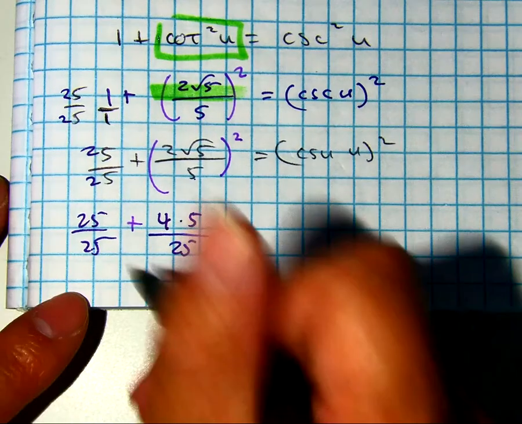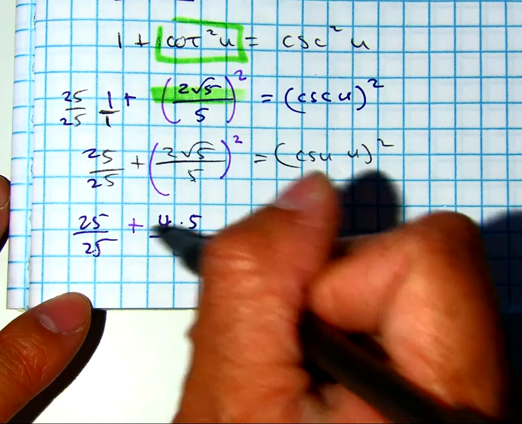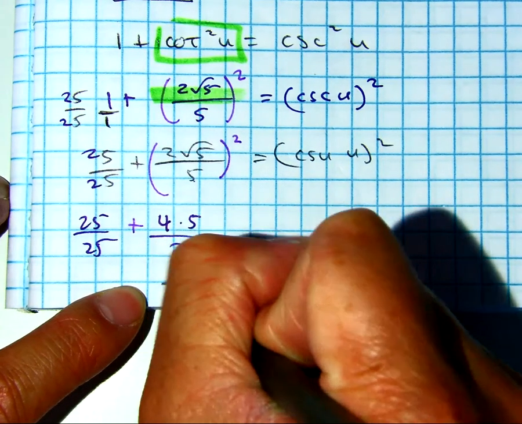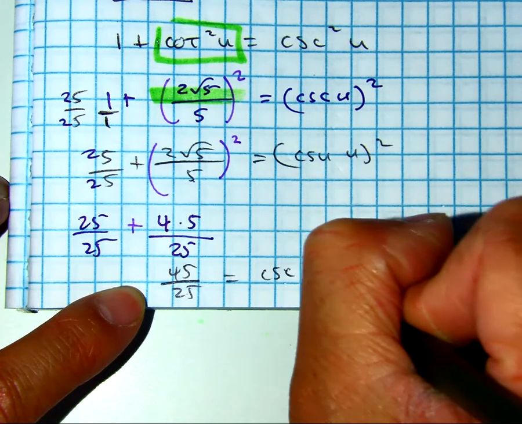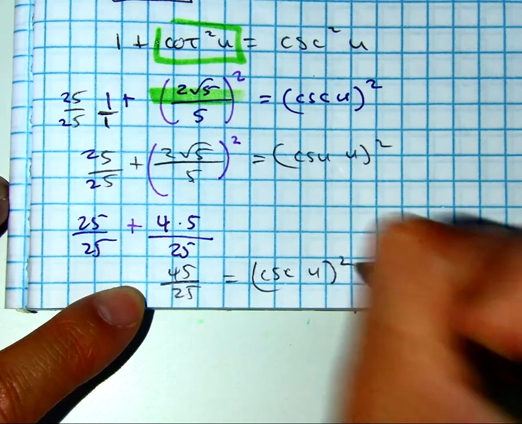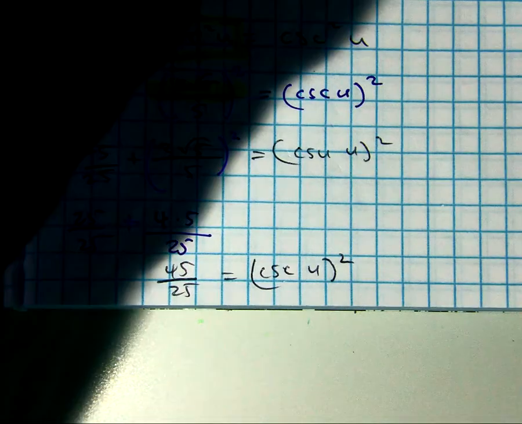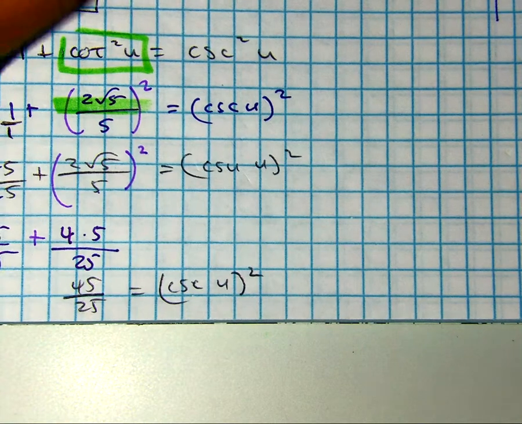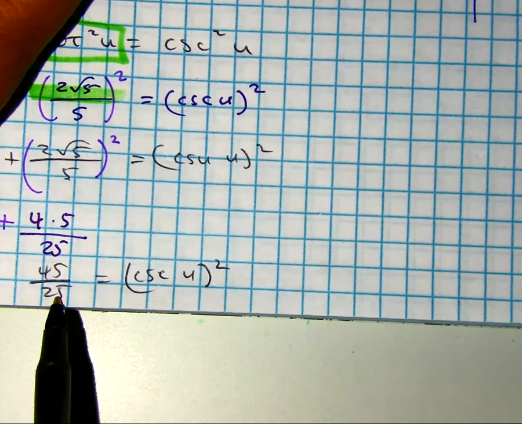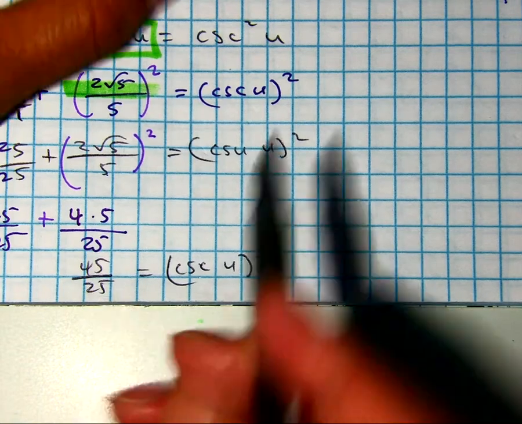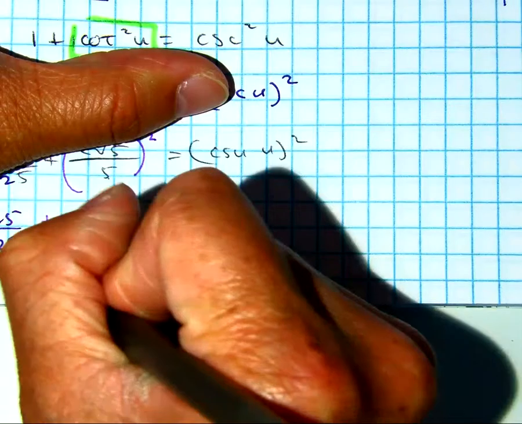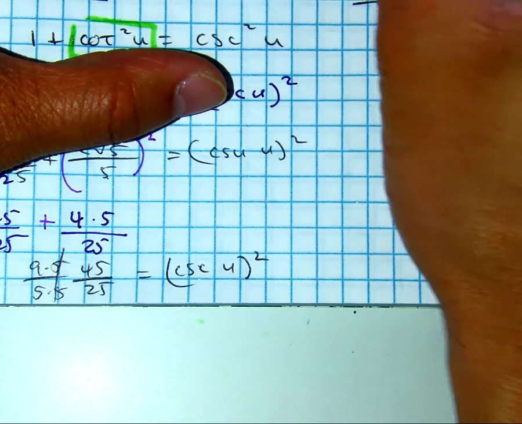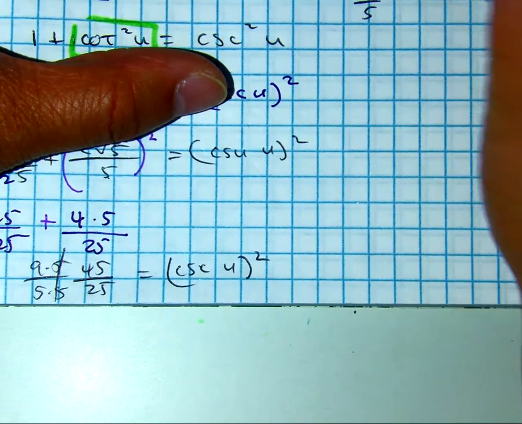So now I have 25 plus 20, which gives us 45 over 25 equals cosecant u squared. And you can save yourself by just reducing. How would you reduce that? Yeah. 9 over 5, 5 over 5, so really you just have 9/5. So 9/5 equals cosecant u squared.